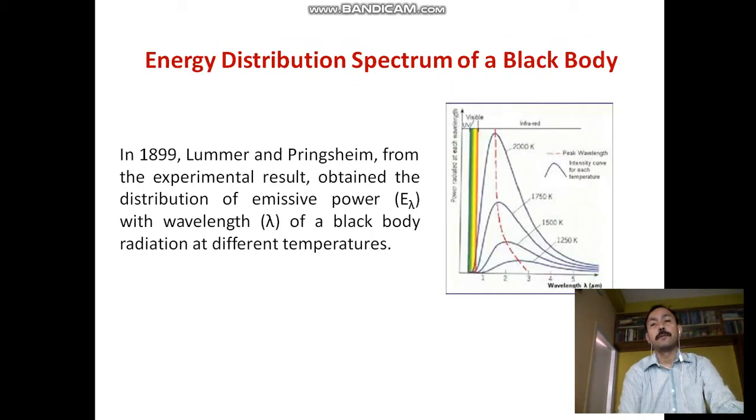Energy distribution spectrum of black body. This is the energy distribution spectrum. In 1899, Lummer and Pringsheim, from the experimental result, obtained the distribution of emissive power E lambda along this direction and wavelength lambda of black body radiation at different temperatures.